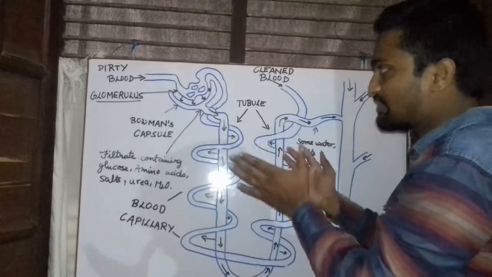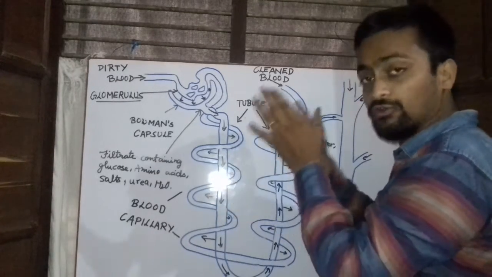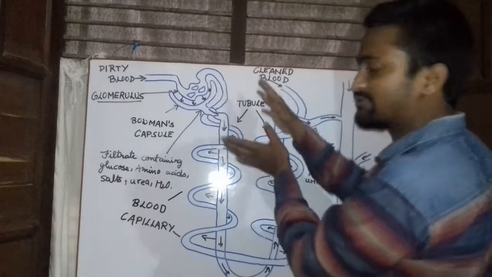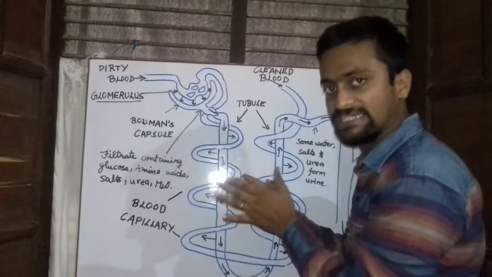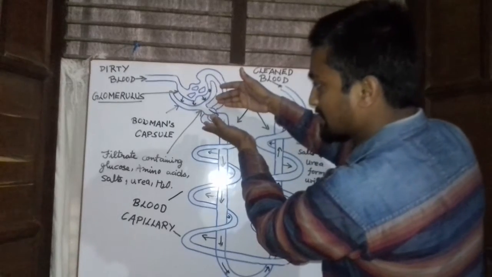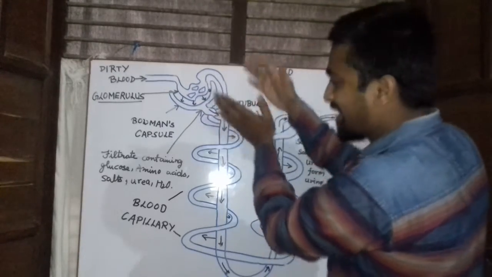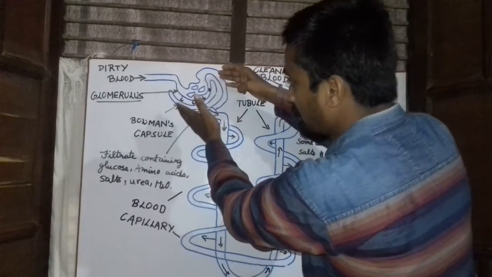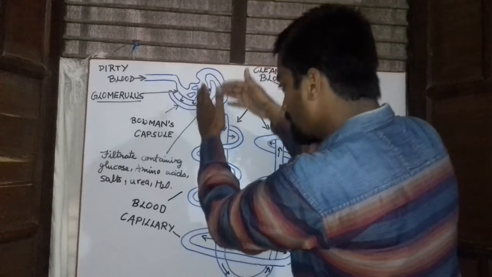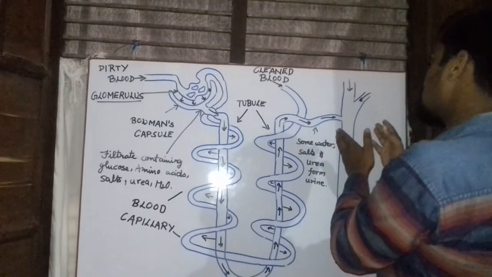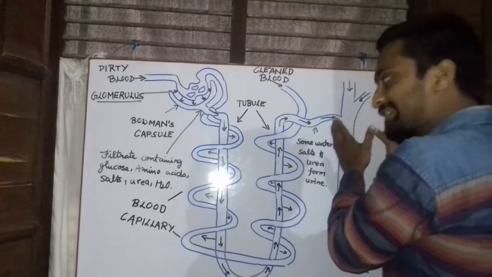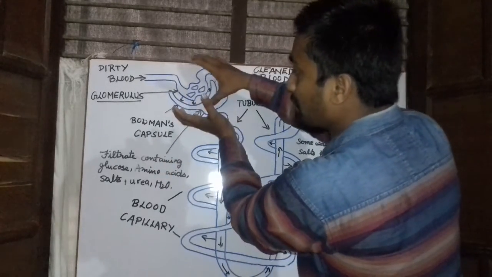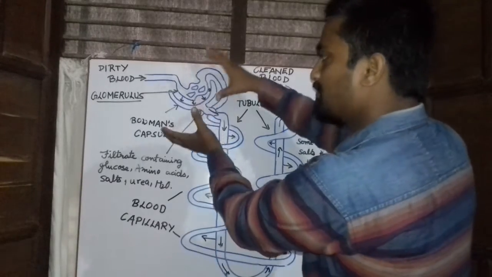So this is the ultrastructure of a nephron. Now the upper part of the nephron is usually a cup-shaped structure, and this cup-shaped structure is called the Bowman's capsule, while the lower part of this is tube-shaped, and this is called the tubule. One end of the tubule is attached to the Bowman's capsule, while the other end is attached to the collecting duct.